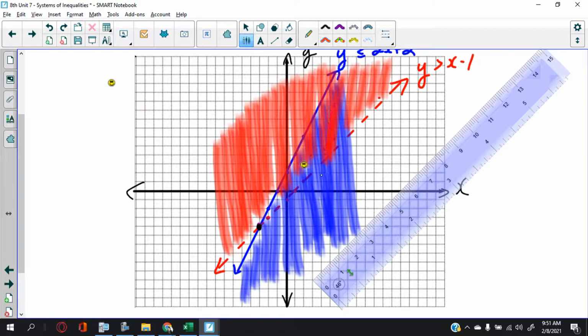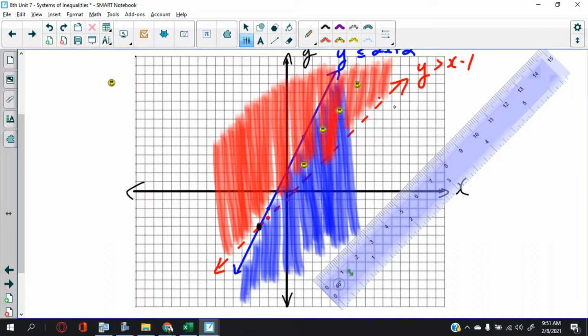Let me ask you guys another question. So let's go 4 over, 1, 2, 3, 4, 5, 6, 7. Is this part of the solution? Yeah. Is this part of the solution? Yeah. It's still within the shaded area because this blue line extends forever and ever, right?